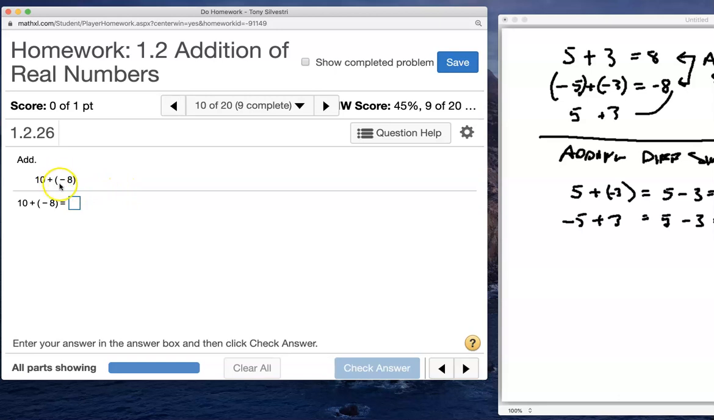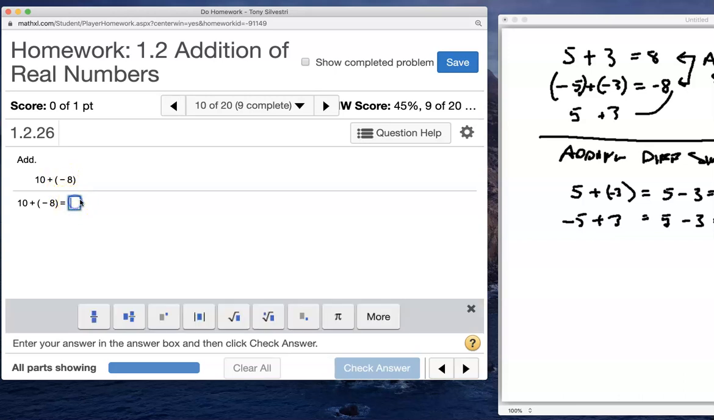And see how they did this? They put parentheses around there so that the two signs don't hit, because it just doesn't look right. Look, 10 plus a negative 8. That doesn't look good to me. And mathematicians don't like that either. So what do you think that is?